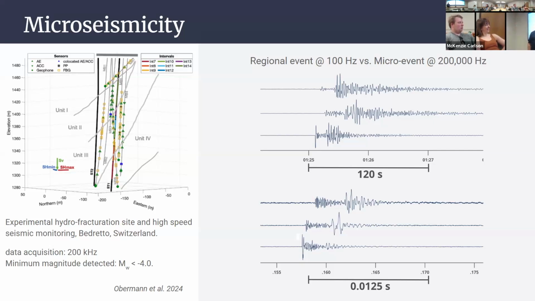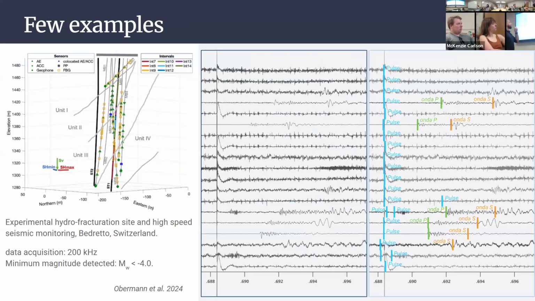So she gave me about 10 seconds of data. This is like 40 gigabytes. But the very interesting thing is that if you look at local or regional events on a 100 hertz station, or if you look at a micro earthquake at 200,000 hertz, you have basically the same signal. It's basically the same thing. It's just the time scale that changes. So we applied our software without doing anything, and we tried to look if we could detect and pick microseismicity.